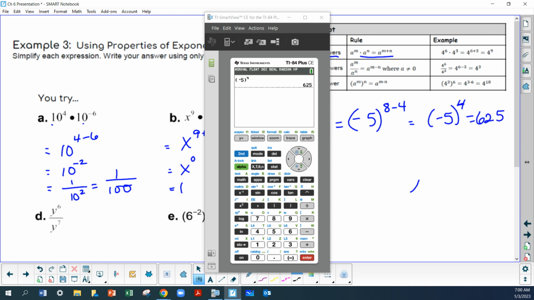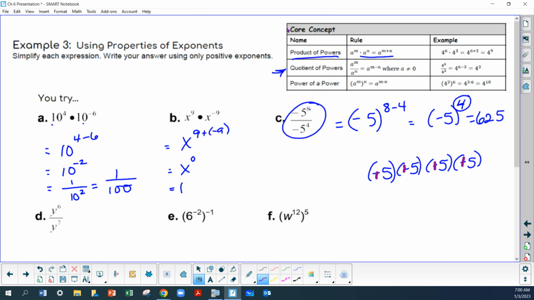Why did we turn out with a positive? It shouldn't be too mysterious. We have an even number of negatives. If we're raising to the fourth power, then we've got negative 5 multiplied 4 times, and negative times negative makes positive, negative times negative makes positive. We will end up with a positive answer.